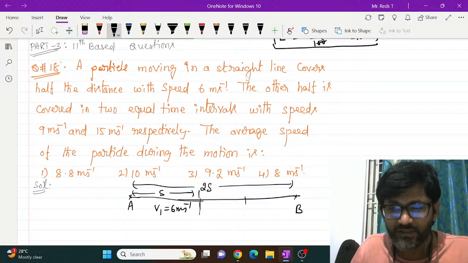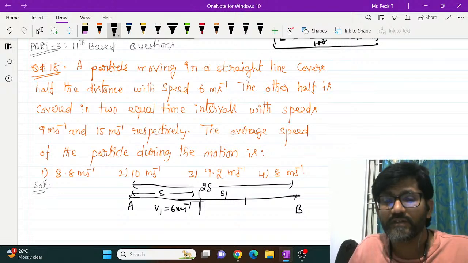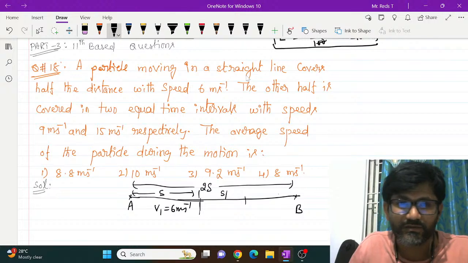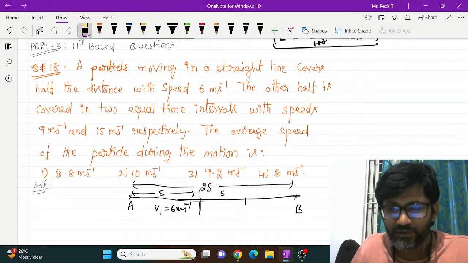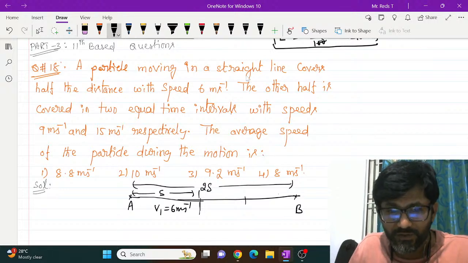So this is s, which means this is s by 2. So the remaining is the entire thing, s actually. So the other half is covered in two equal intervals, not two equal distances. So we shouldn't take s by 2. Two equal intervals. That means here it has to cover this distance with the speed of 6 meters per second. It may have taken some time.